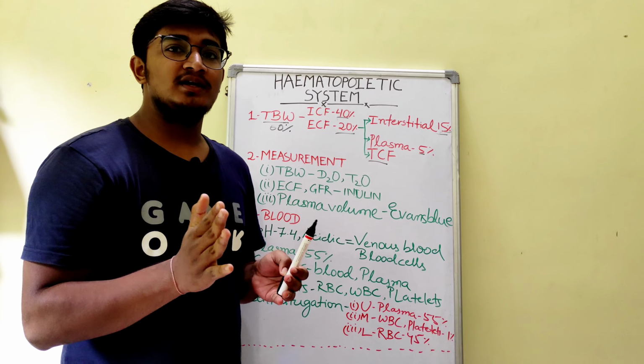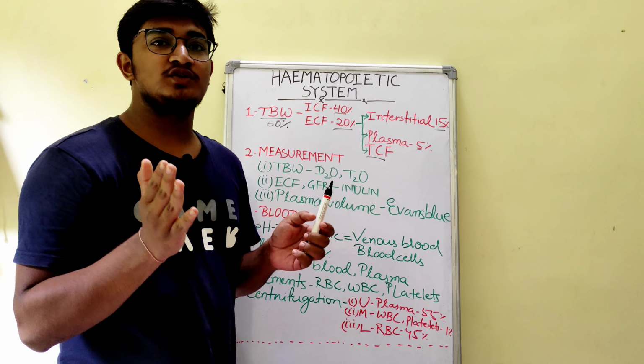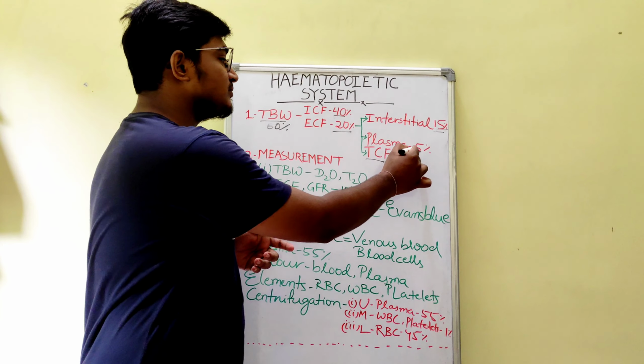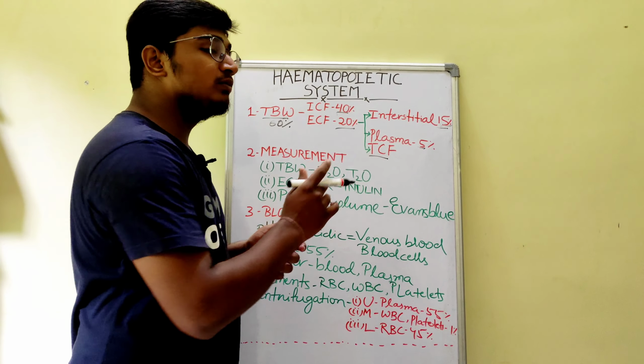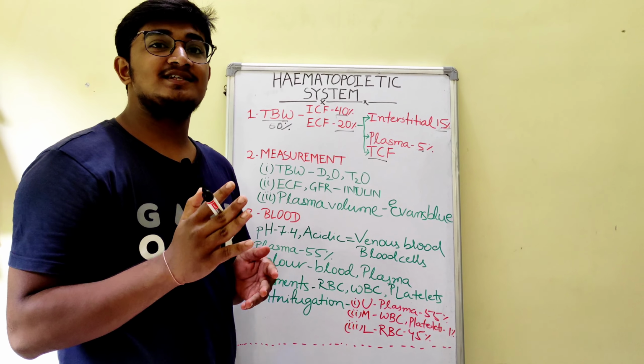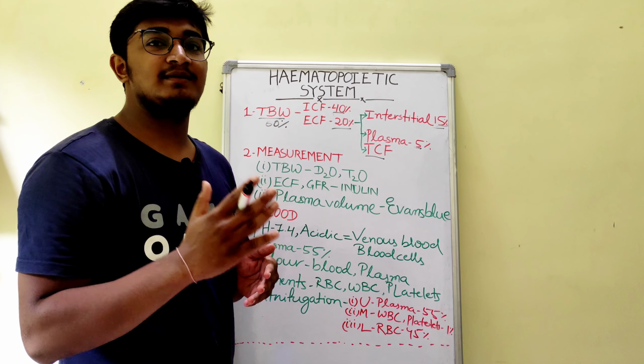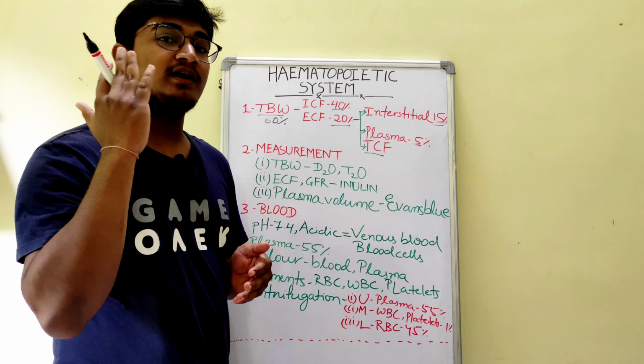Again, plasma, what do you mean by plasma? If we remove the elements from blood, what remains is only plasma, that is 5% of our total body weight. What do you mean by transcellular fluid? Transcellular fluids are synovial fluid or cerebrospinal fluid that is present within our brain.